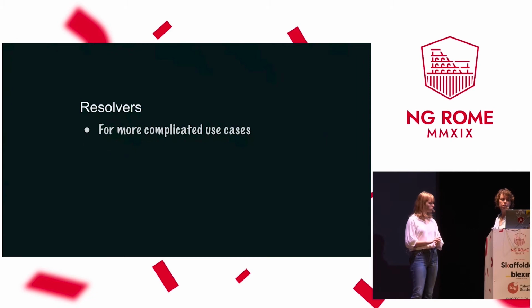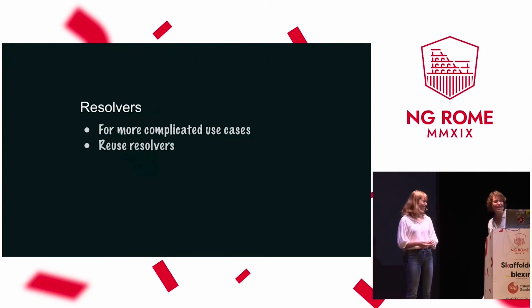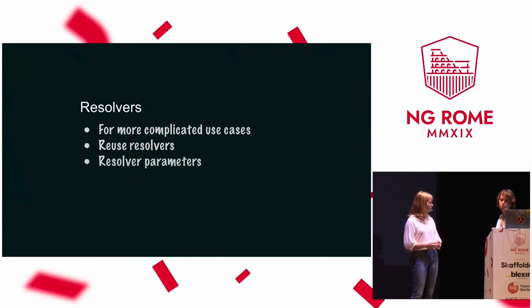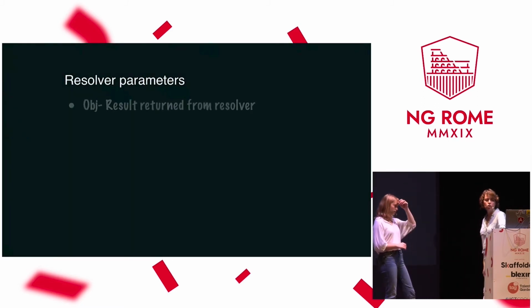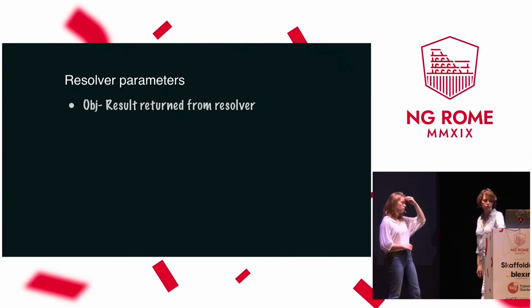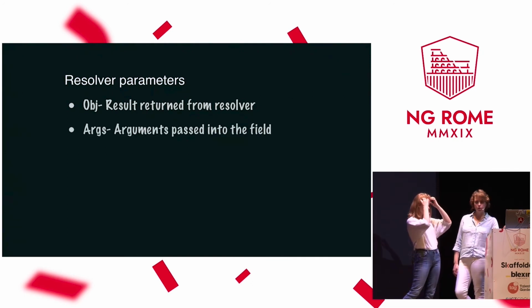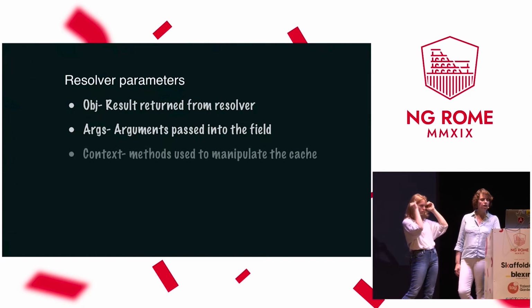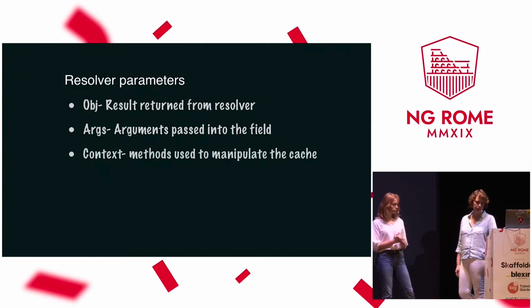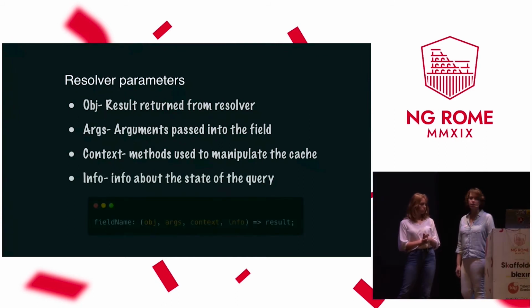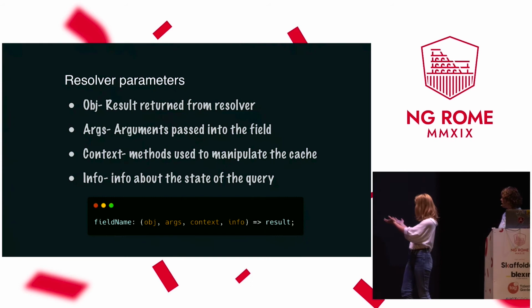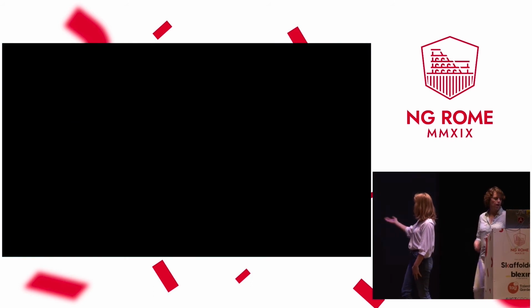And also, resolvers are easy to spot due to their 4 parameters. What are the 4 parameters? I'm glad you asked. The resolver parameters are the object, which is the result returned from the resolver, args, arguments passed into the field, context, which are methods used to manipulate the cache, and then info, which is info about the state of the query, and it's going to look like this. I don't know if you can see that. It's kind of dark. Object, args, context, info.